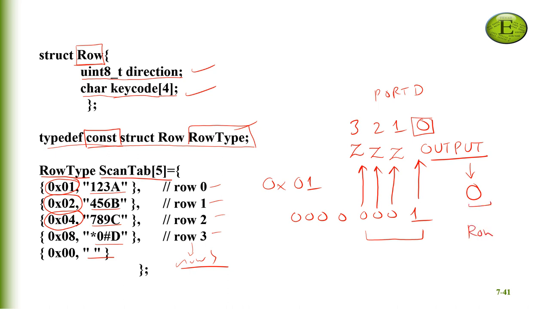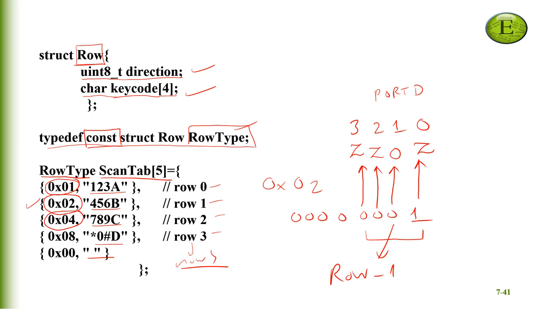That is when we are going to scan row number 0. Hex 02 is going to make port D pin number 1 the output pin, and all other pins are going to be input pins at high impedance, and it corresponds to scanning row number 1. Hex 04 corresponds to port D pin number 2 being made an output pin, and it is driven to 0 voltage, and that's when we scan row 2. And this hex 08 corresponds to making port D pin number 3 the output pin, and that occurs when we are going to scan row number 3.